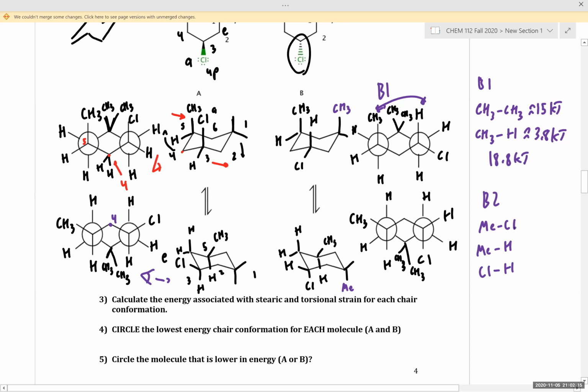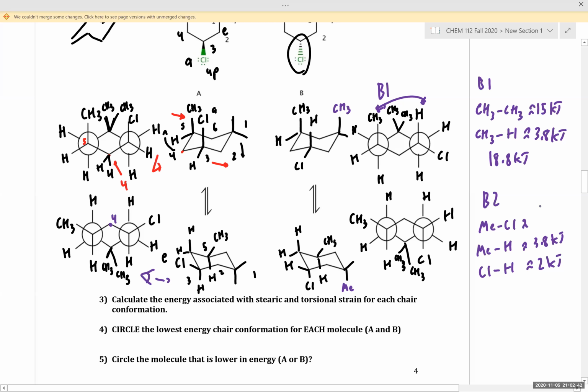If we compare the A values for chlorine and a methyl group, chlorine has about half of the A value. As a result, the amount of diaxial strain that a chlorine imparts is roughly half of a methyl group. So a chlorine hydrogen interaction is about 2 kilojoules. A methyl hydrogen is still 3.8 kilojoules.